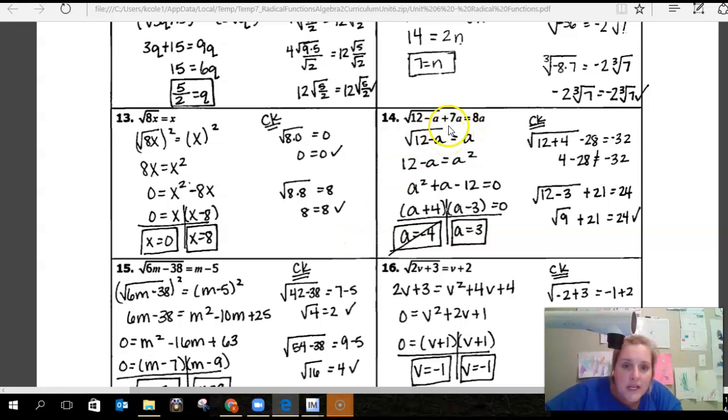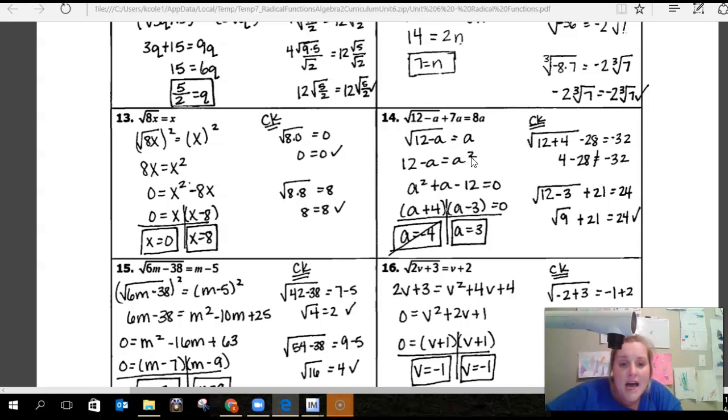Okay, over here, I am going to isolate my radical by subtracting 7a. That leaves me with a single a. Square both sides to get rid of the square root. Gets rid of that square root, but then it leaves this side squared. So again, I need to set it equal to 0.